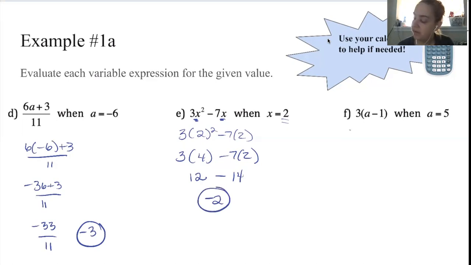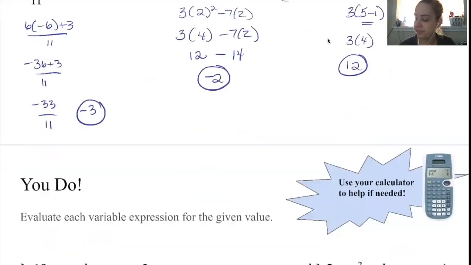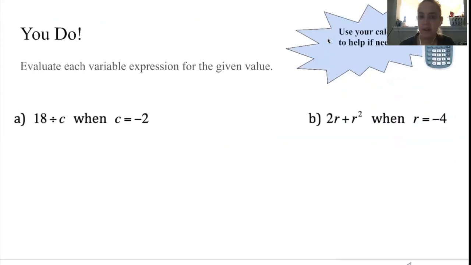For letter F, we have 3 times 5 minus 1. Inside those parentheses, we'll say 3 times 4, and we're left with 12. Easy peasy today. You guys, go ahead, take a minute and try these. You can pause your video here if you want to.